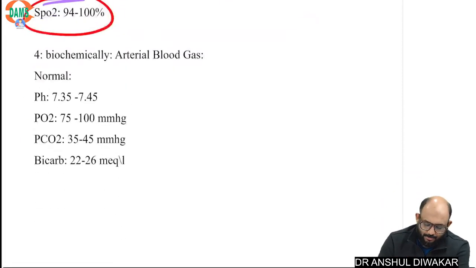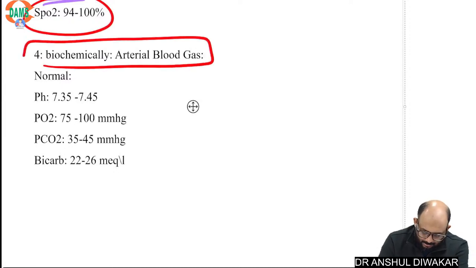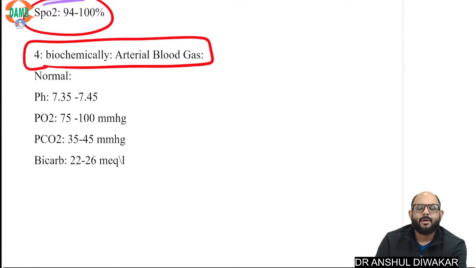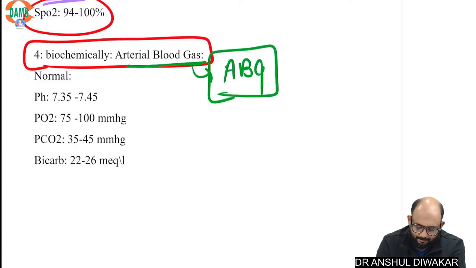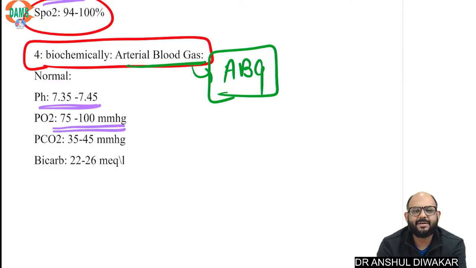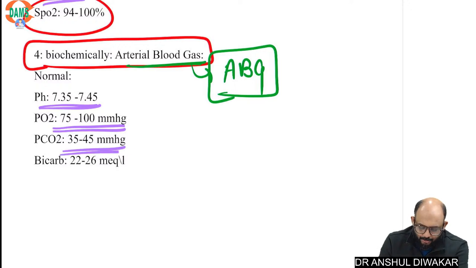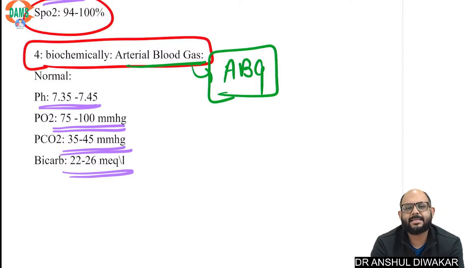Let's talk about normal biochemically. Biochemically is on arterial blood gas, ABG. So if I take your ABG sample and send it for gas analysis, what will I find? pH normal 7.35 to 7.45, PO2 normal 75 to 100, PCO2 normal 35 to 45 mmHg, and bicarb normal is 22 to 26 milliequivalents per liter.